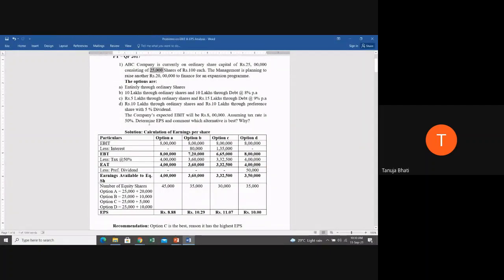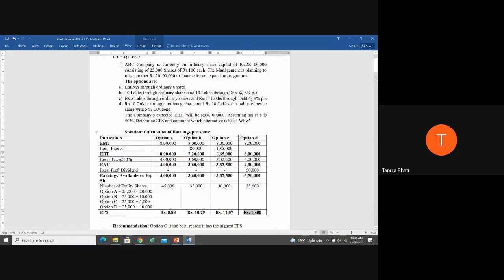The old shares, that is 25,000, plus the number of shares that are issued for rupees 10 lakhs. So if you want to know the number of shares, it is 10 lakhs divided by 100, that is 10,000. So for option D, the number of equity shares is 25,000 plus 10,000, that is 35,000. When you divide earnings available to equity shareholders by the number of equity shares, you get earnings per share, that is 10.